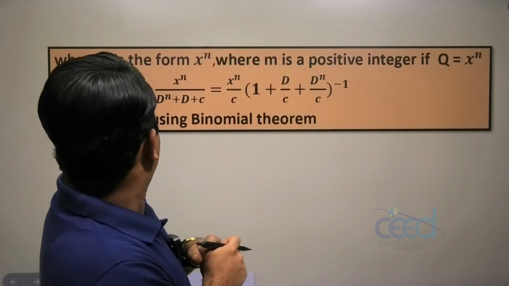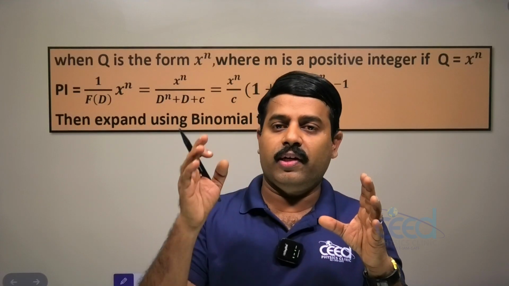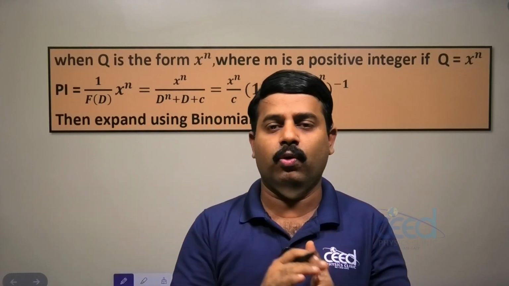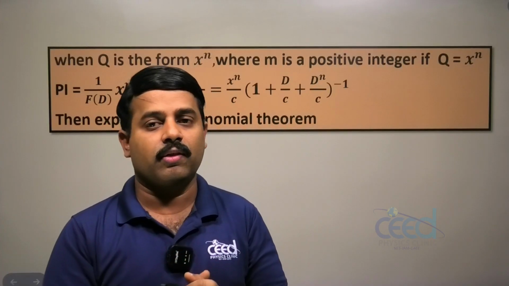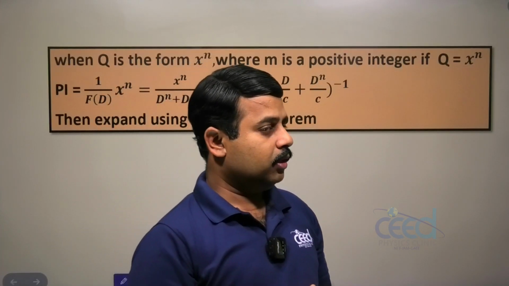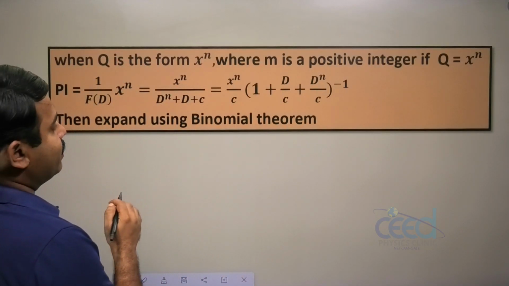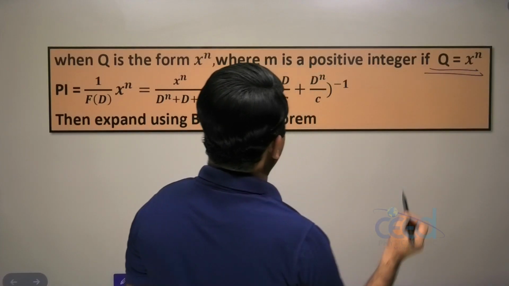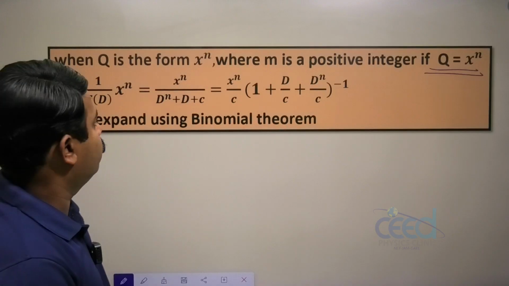Now this particular integral, we see for different types of functions on the right hand side of a differential equation, and we saw different methods. Now today, if the right hand side is a function in the form of x raised to n, that is, Q is equal to x raised to n, how do we solve the differential equation?